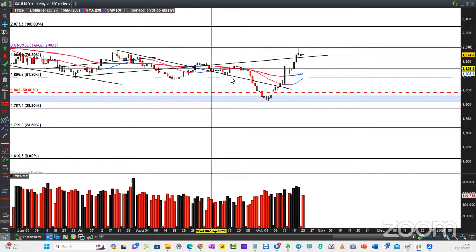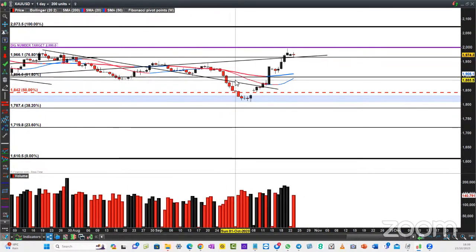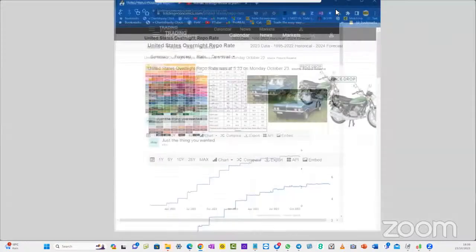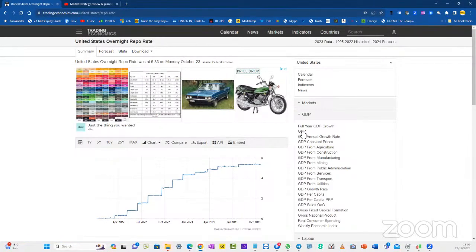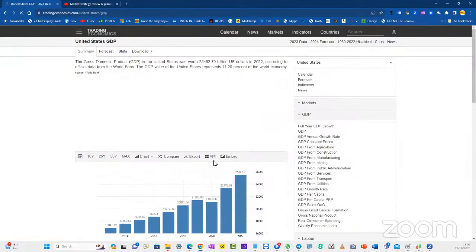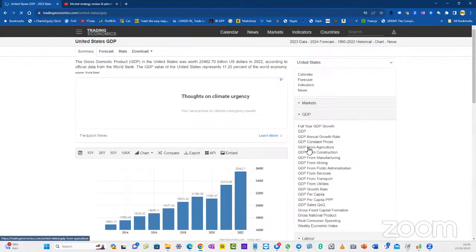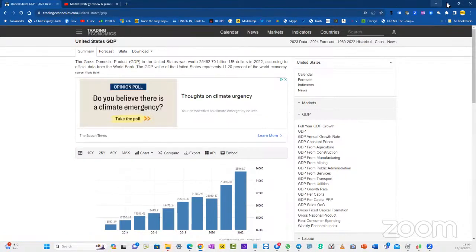So where do we go from here? I would expect, if we see a decent GDP number this week, and the consensus is, let's have a look at the consensus. Let's look at GDP. Oh, this is not showing us consensus. Let me get another chart. Hang on.